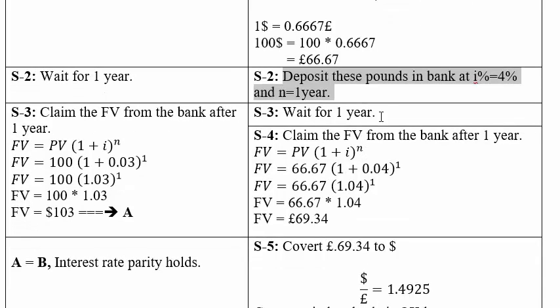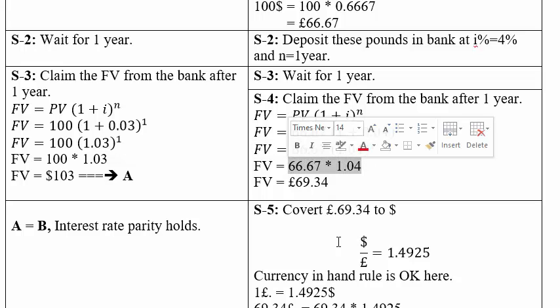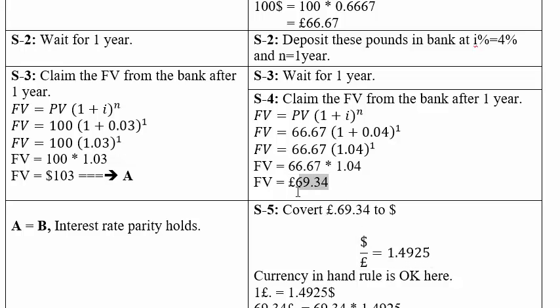And then in step number 3, we have to wait for 1 year. Once the year is finished, we are rightful to make a claim on the bank that I need my money back. So how much money will the bank pay me? For that, once again I will use the future value formula. My present value is 66.67, that's the money I deposited. Interest rate applicable is 4%, and the life is 1 year. So if I add 1 plus 0.04 and take the power, I get 1.04, which I will multiply with my present value of 66.67. I get 69.39 pounds after 1 year.